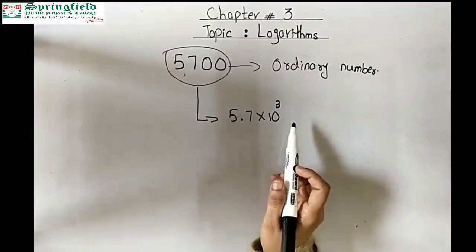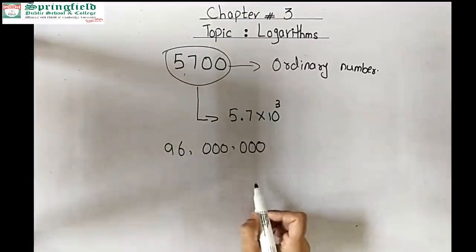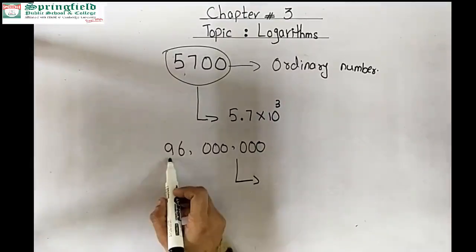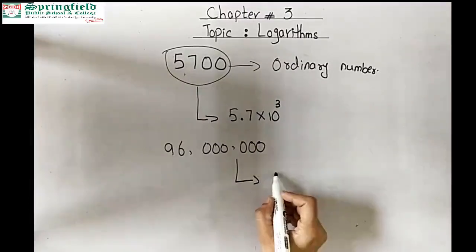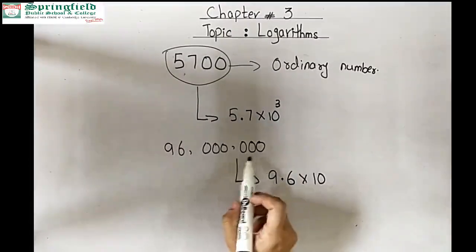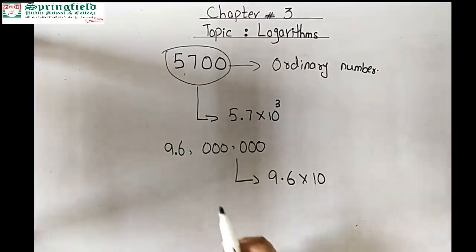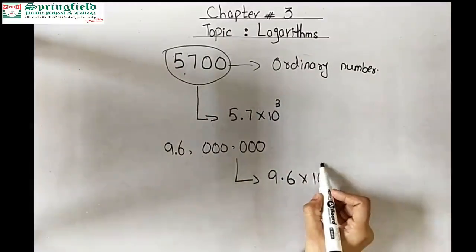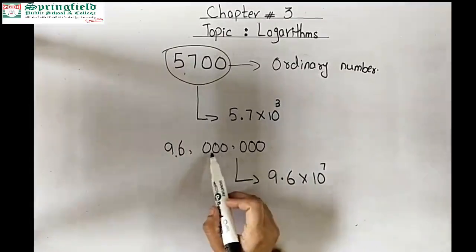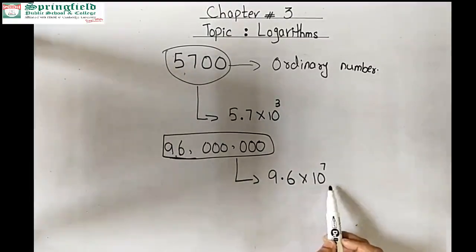Okay. Now another number is 96,300,000. This is an ordinary number. So how can we write it in scientific notation? Very easy. As we know, we will write the point after one digit. So 9 point, then write down the non-zero digit, and then multiply 10 power, counting the digits after the point. So as we have written the point here, 1, 2, 3, 4, 5, 6, 7. It means we will write 7 as the power. So this whole number can be written in scientific notation as 9.6 multiply 10 power 7.